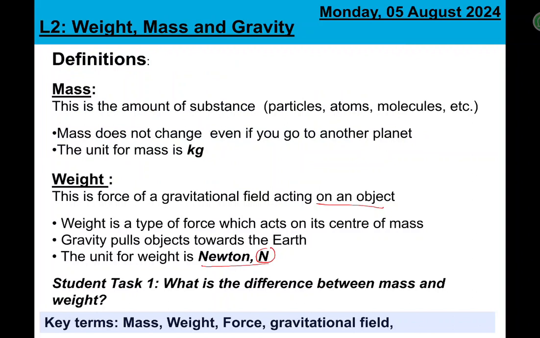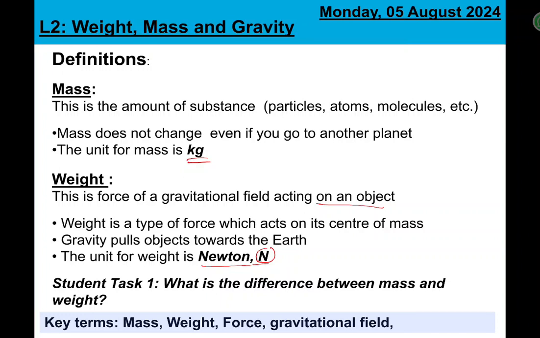The definition of mass is the amount of substance, particles or atoms or molecules, that are found in that particular object, and mass does not change even if you go to another planet. Mass is not affected by the amount of gravity, it's the amount of particles. Wherever you go, the mass of an object is still the same, even on a different planet with a different gravitational field strength, but the weight changes. The unit for mass is kilogram, gram, and others. The SI unit is kilogram.